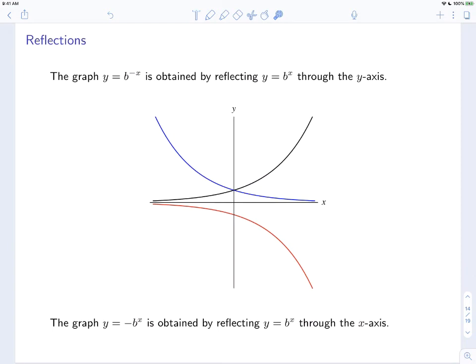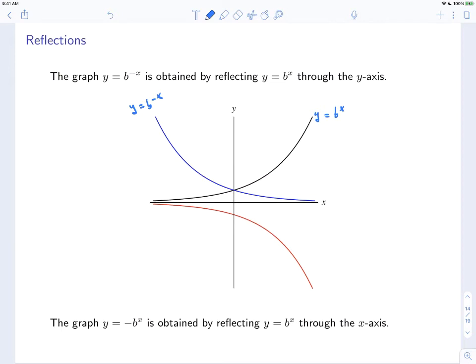When we're graphing, we might also want to do a reflection. In particular, the graph y equals b to the minus x is obtained by reflecting y equals b to the x through the y-axis. So in terms of our graphs here, we have the parent graph y equals b to the x. And if you replace x with a negative x, basically that means you're moving in the opposite direction. So instead of increasing as we go to the right, we'd increase as we go to the left. So this is y equals b to the negative x. Changing x to negative x is like reflecting through the y-axis.